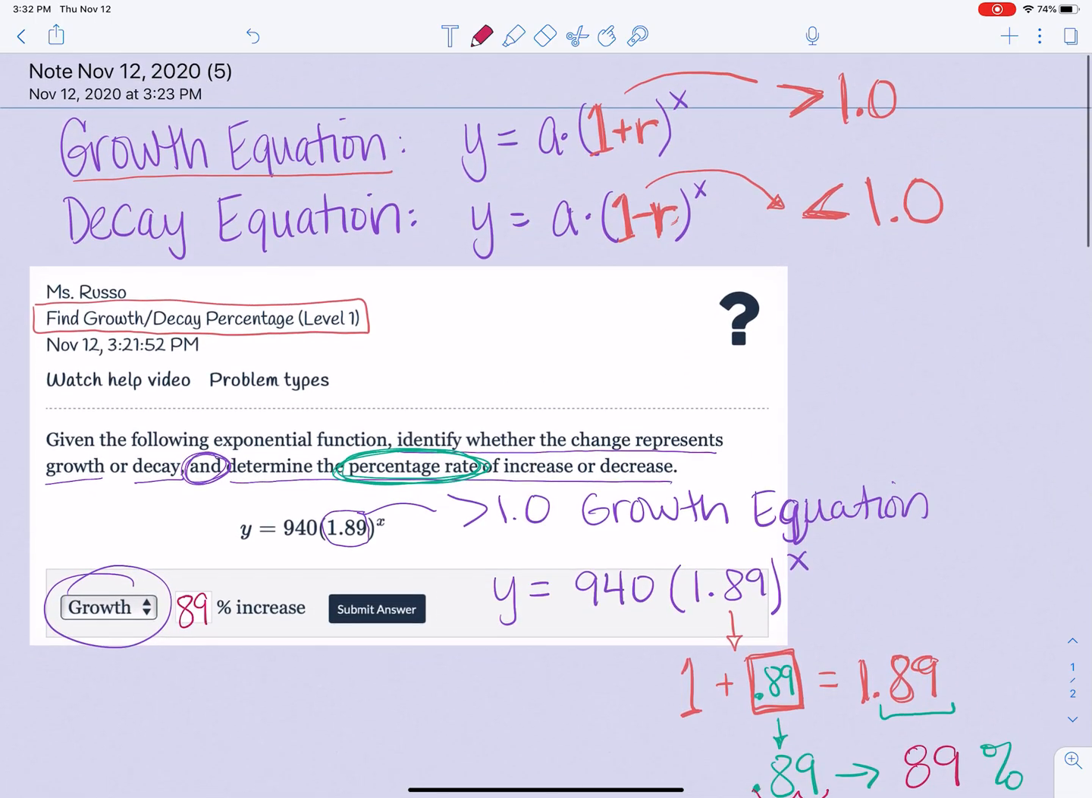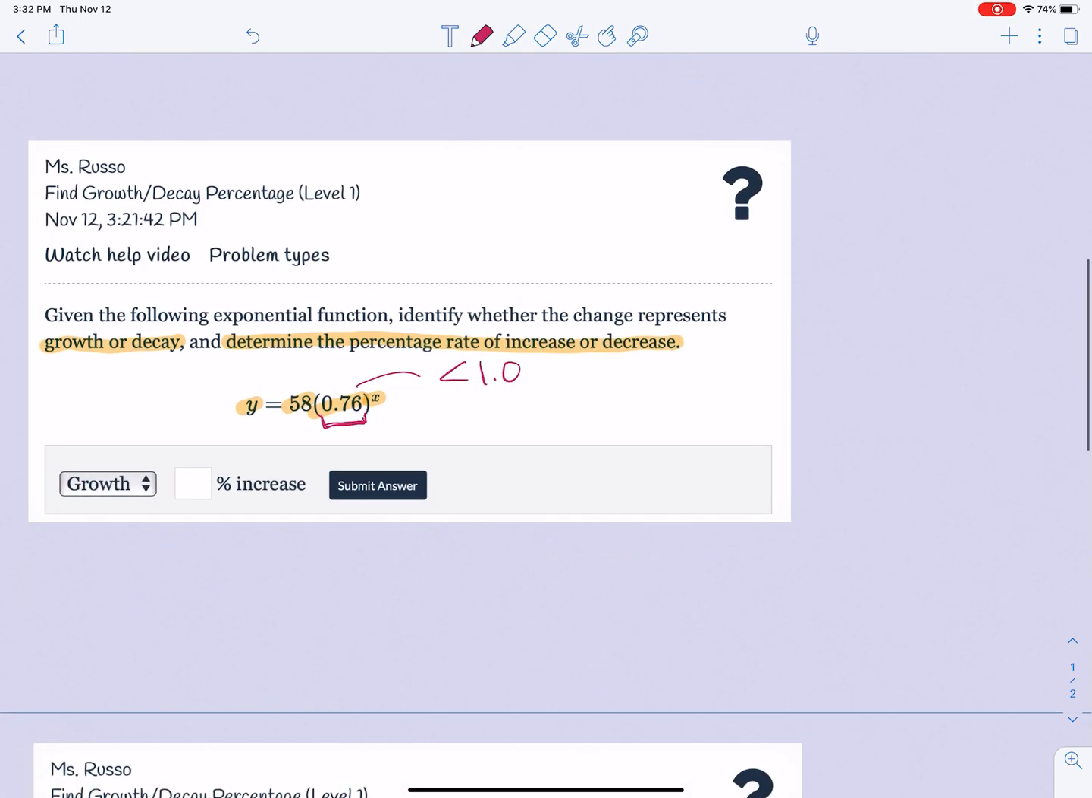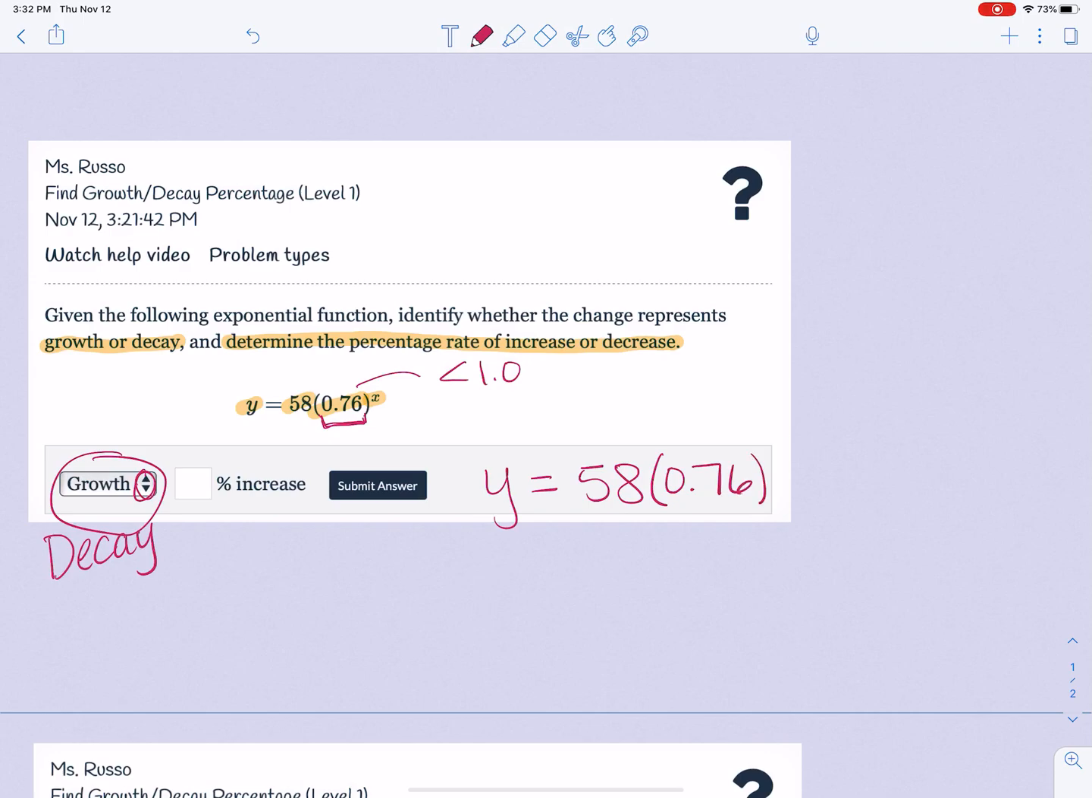And remember, if it is smaller than 1, then we know that it is a decay equation. So that means over here, we are going to click the buttons and we're going to make it say decay. It is shrinking. Our population, represented by this equation, is getting smaller. Since it's getting smaller, we're going to use our equation for decay. Y equals 58 times 0.76 to the x.